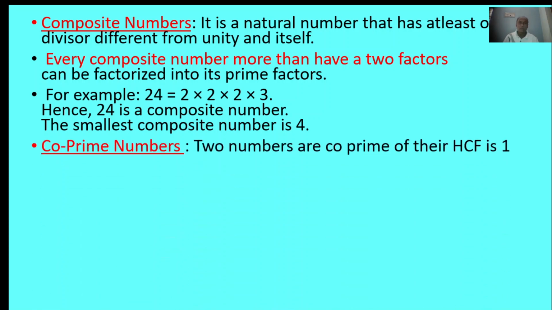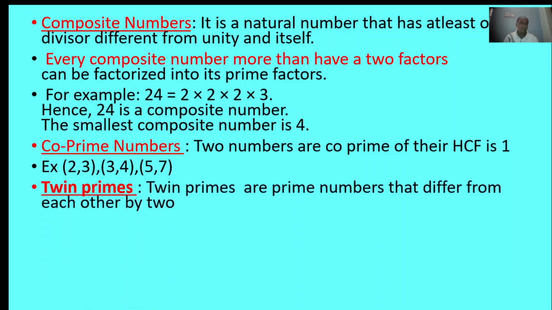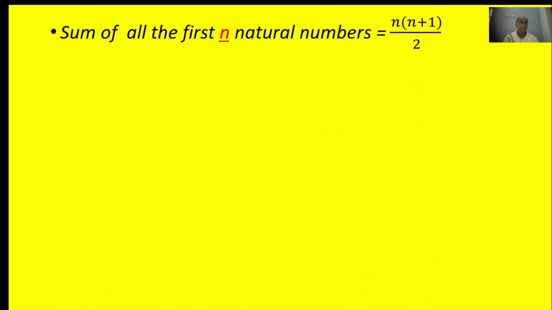Co-prime numbers. Two numbers are co-prime if their HCF is equal to 1. That is called co-prime numbers. For example, 2, 3; 3, 4; 5, 7 are co-prime numbers. Twin primes. Twin primes are prime numbers that differ from each other by 2. For example, 3, 5; 5, 7.